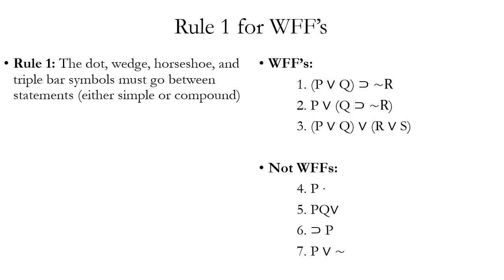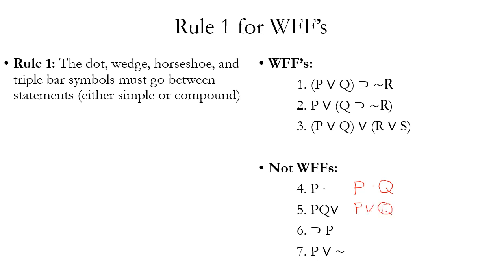So you'll notice the first example is just the letter P followed by a dot. This is not a well-formed formula because the P needs to have something coming after it. If you wanted to make this into a well-formed formula, instead of just P dot, you would need P dot followed by another proposition, whether simple or compound, such as Q. The next example, P, Q, wedge, is not a well-formed formula because the wedge needs to go between two simple or compound propositions. So to rewrite this as a well-formed formula, you could write P, wedge, Q.